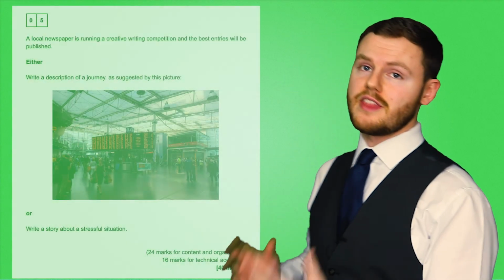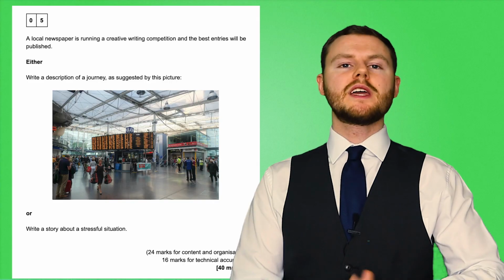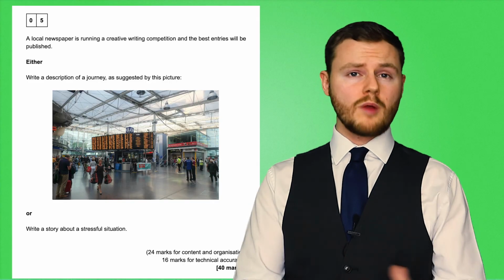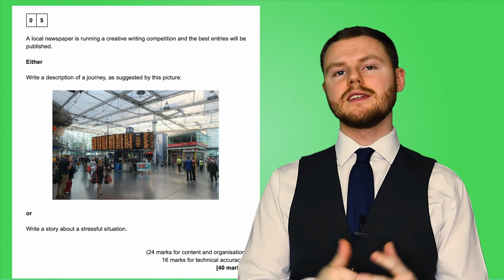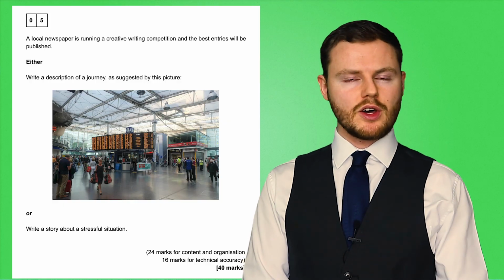So, question 5 is the only question in the writing section, and it'll look something like this. As you can see, you'll be given a choice of question, one based on a given picture and one that isn't based on a picture. You answer one of them.